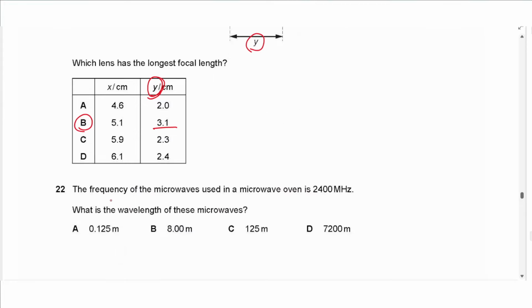Question 22 says the frequency of a microwave used in a microwave oven is 2400 megahertz. What is the wavelength of these microwaves? So wavelength is equal to speed divided by frequency. So we divide 3 times 10 to the power of 8, which is the speed of light in vacuum or air, by 2400 times mega, which is 10 to the power of 6. And that gives an answer of 0.125 meters. So the answer is A.